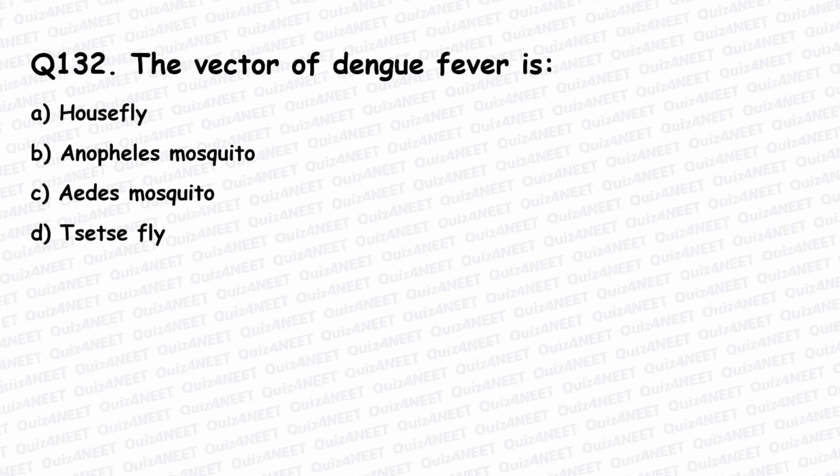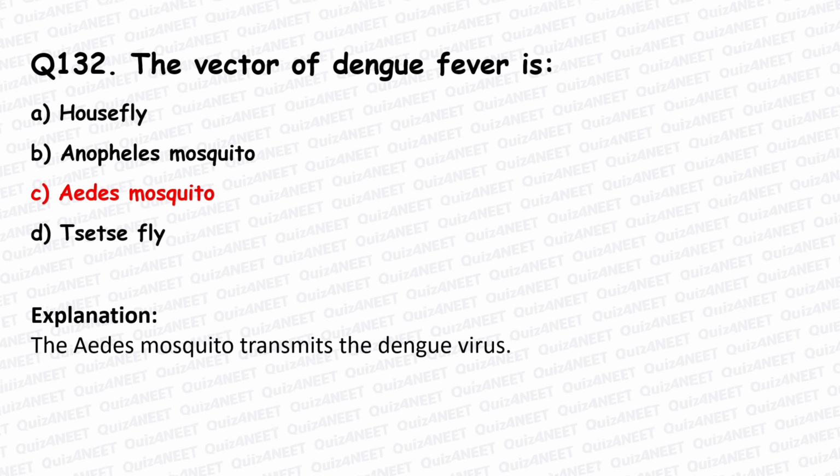Q132. The vector of dengue fever is A. Housefly, B. Anopheles mosquito, C. Aedes mosquito, D. Tsetse fly. Answer C. Aedes mosquito. Explanation: the Aedes mosquito transmits the dengue virus.